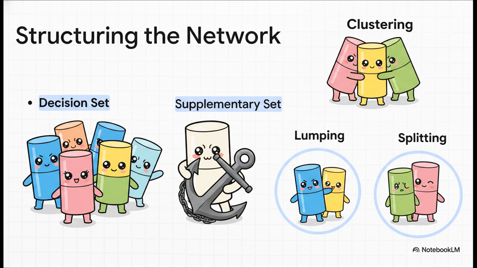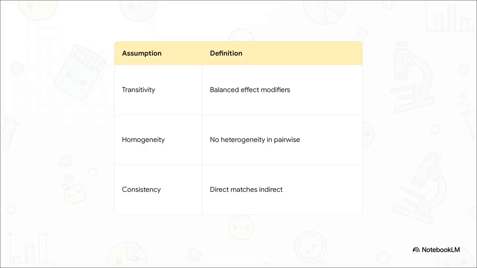Also, you have to make hard choices about node clustering. Are you going to group interventions broadly by drug class, or are you going to split them down into specific dosages? How you decide to lump or split these nodes directly dictates the validity of your entire study's baseline assumptions. And speaking of assumptions, every single NMA rests upon 3 non-negotiable pillars: transitivity, homogeneity, and consistency. If you don't have these, your analysis falls apart.